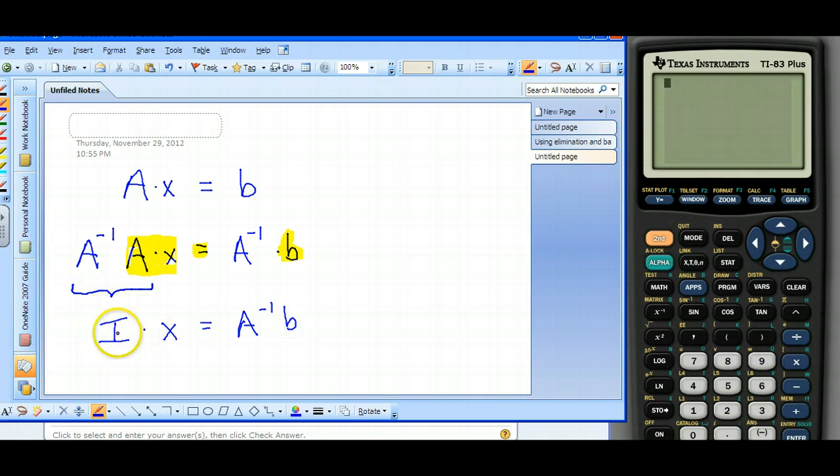And what happens when you multiply a matrix by the identity matrix? You just get that matrix back. Alright, so X that we're looking for equals A inverse times B. So that's what's going on in this problem.